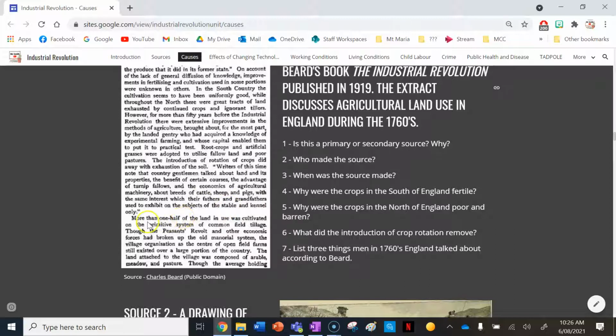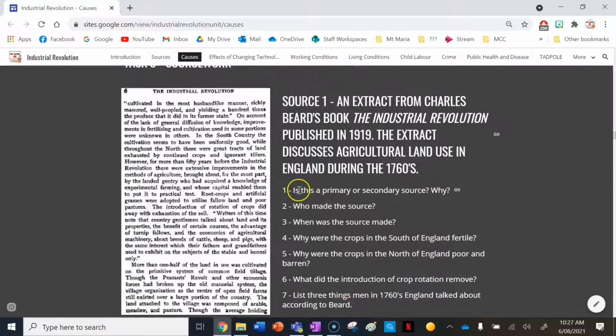Next paragraph here, more than one half of the land in use was cultivated on the primitive system of common field tillage. Though the peasants' revolt and other economic forces had broken up the old manorial system, village organisation as the centre of open field farms still existed over a large portion of the country. So mainly we have farms over a large portion of the country, open field farms. The land attached to the village was composed of arable, meadow, and pasture. So people in small villages still live near farms.